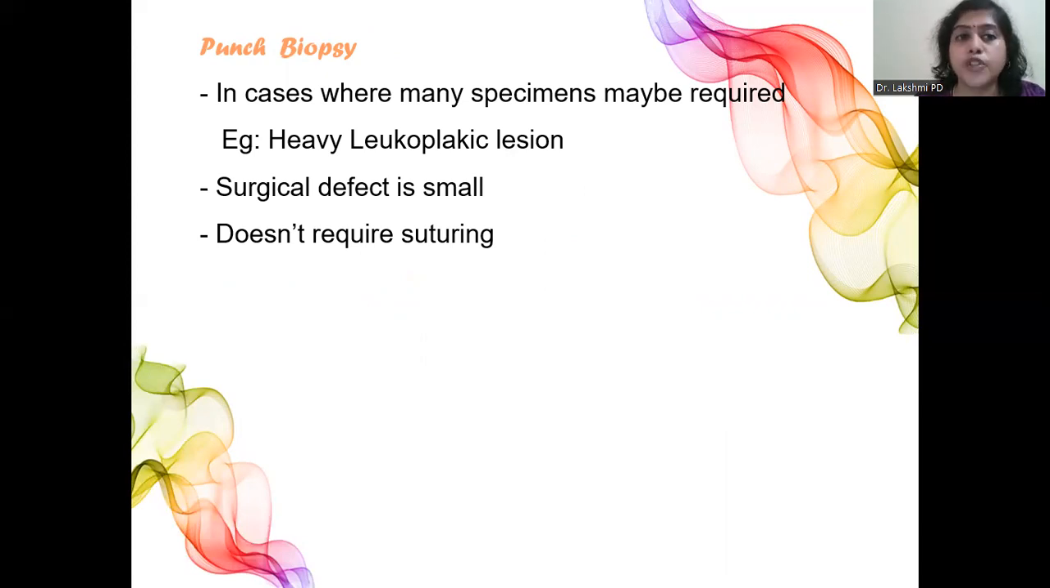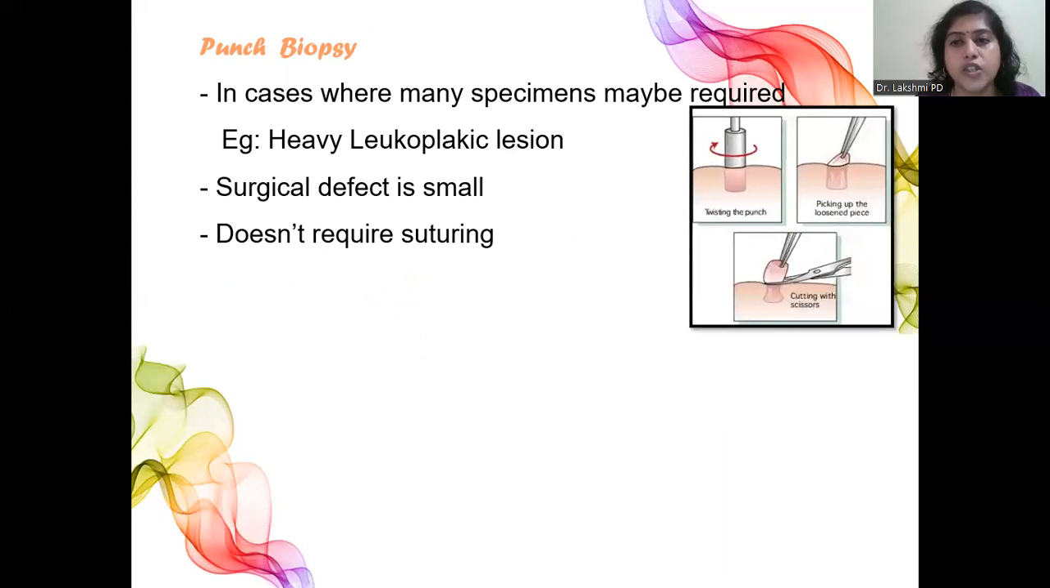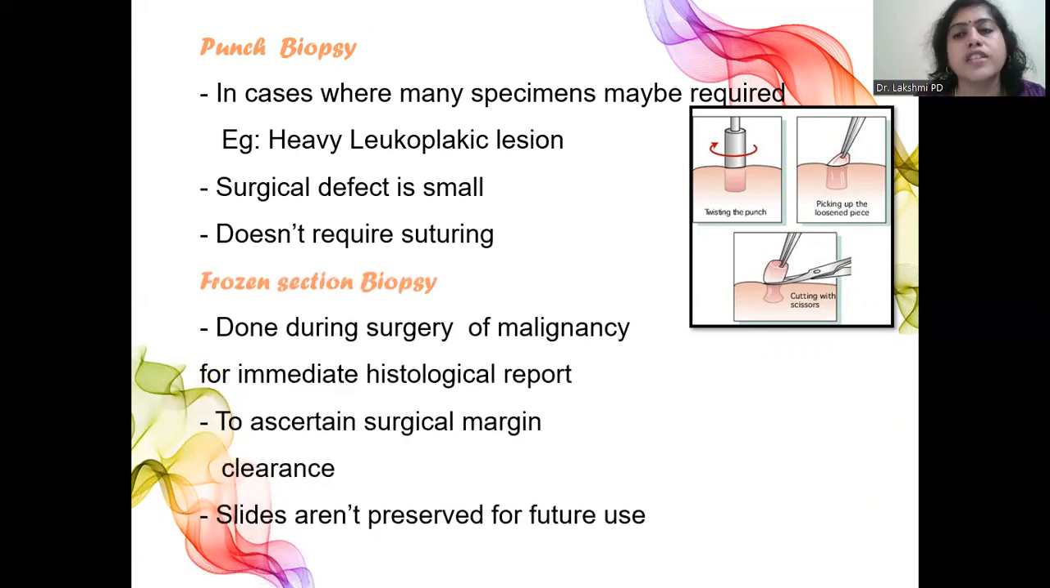So moving on to punch biopsy. Punch biopsy is also indicated in cases where there's a heavy leukoplakic lesion, in which, like I showed you in the earlier picture, a punch is inserted, twisted, and then pulled out, and then the remaining tissue is just cut off. The surgical defect is really small, so it doesn't require much suturing, and this is much more convenient for the patient.